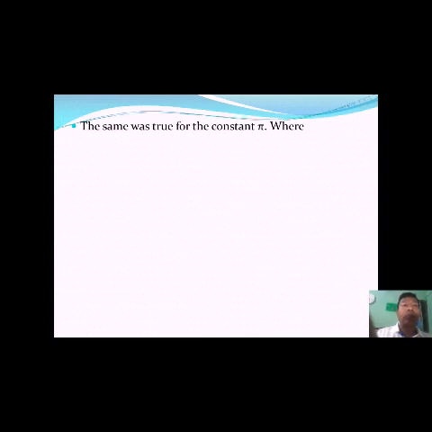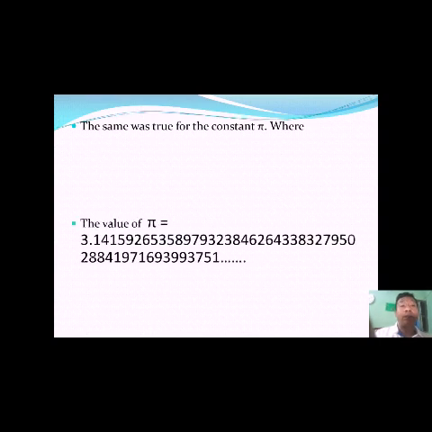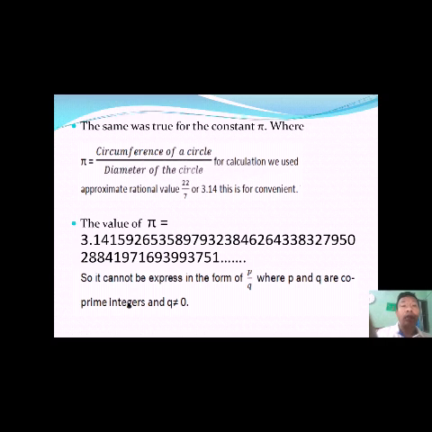The same was true for the constant pi, where pi is equal to the circumference of a circle divided by the diameter of that circle. For calculation, we use the approximate value of pi as 22 by 7 or 3.14. This is for convenience. Actually, these are not the real values.